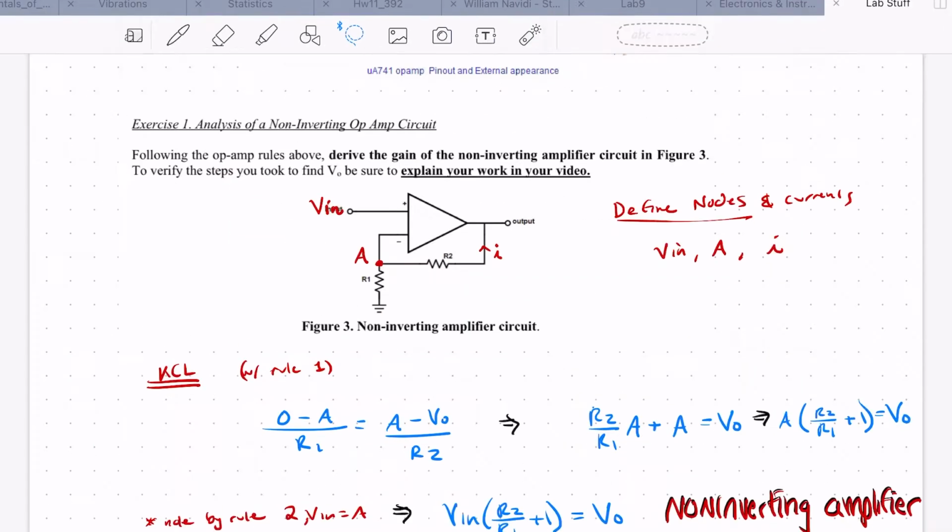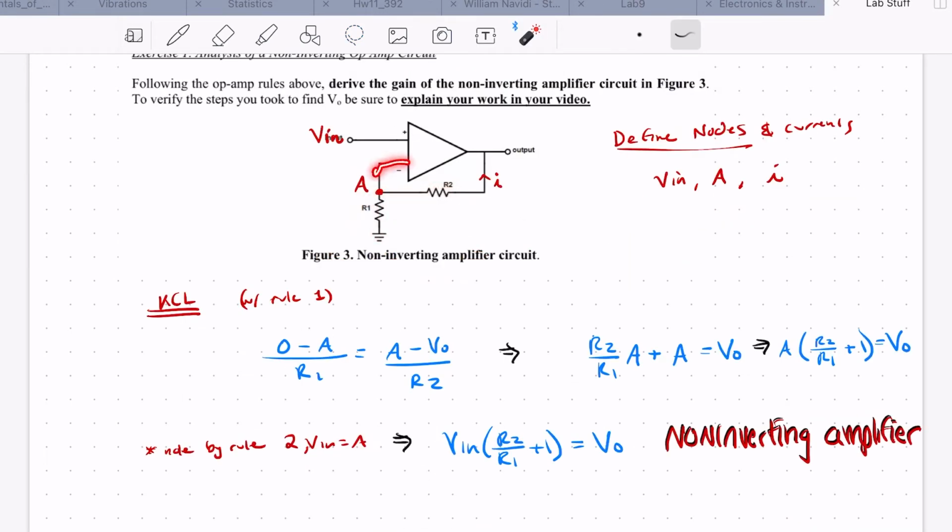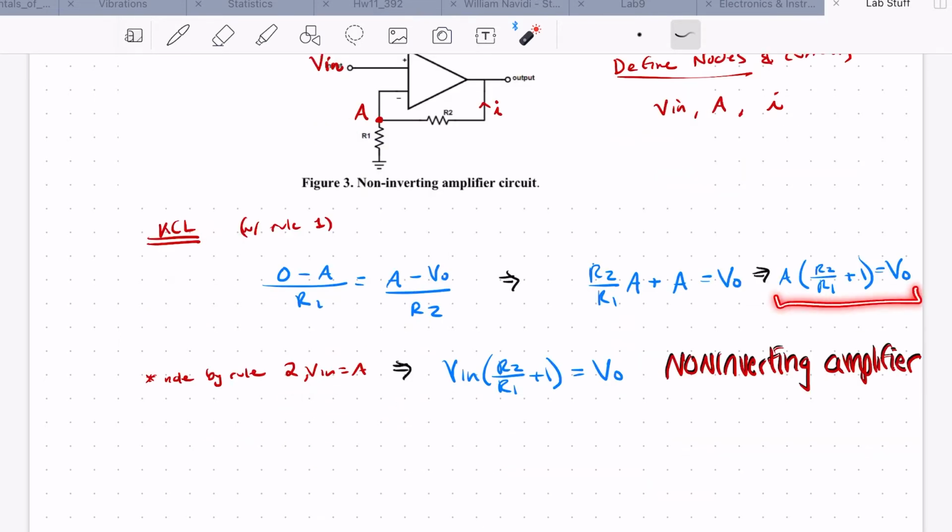Exercise 1, we're going to analyze this non-inverting op-amp circuit. And we know that by rule 1, there's no current in or out of the inputs. So this current and this current have to match. So here's the current through R1, and here's the current through R2. If we just rearrange these equations, we find that we have a rule 2. So this is our final equation: V out is equal to V in times R2 over R1 plus 1. And that's our non-inverting amplifier because there's no negative sign.